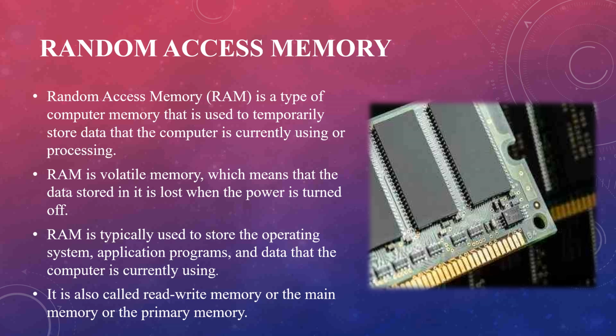RAM's full form is random access memory. It temporarily stores data that the computer is currently using, so it is also called volatile memory. For example, if we write code in Turbo C and do not save the file, it will be automatically deleted when the system is turned off. So that is RAM, a temporary storage.